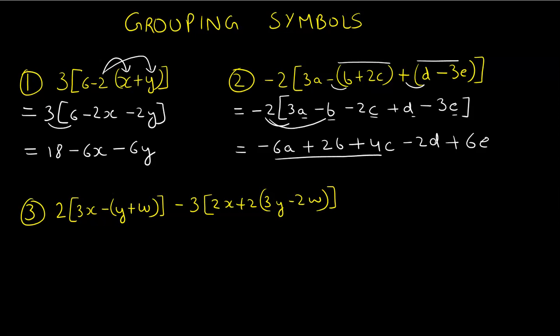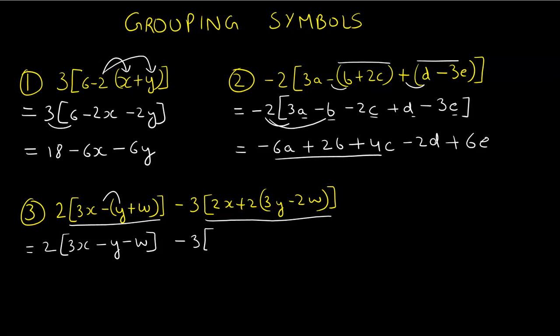The last one, we have two brackets over here, so we will solve the one within first and then this one. So let's see. We write 2 simply, 3x, again we multiply the negative sign with y, we get negative y and negative w, and that is it for this bracket. And the second one, negative 3, 2x, we have over here positive 2y, 2 times 3y, so we get 6y, and then we have 2 times negative 2w, that is negative 4w.